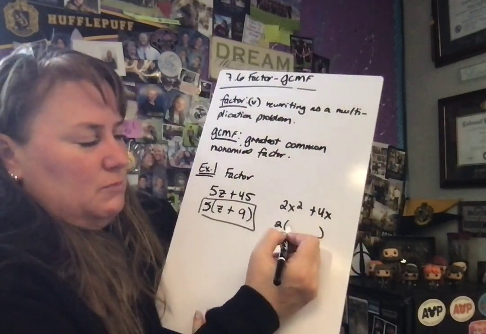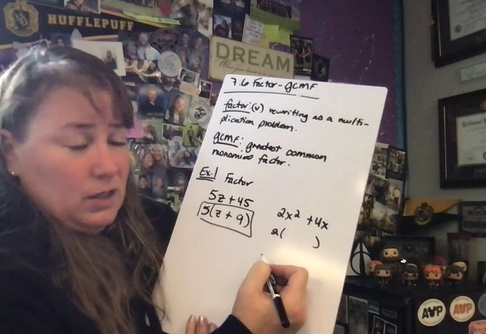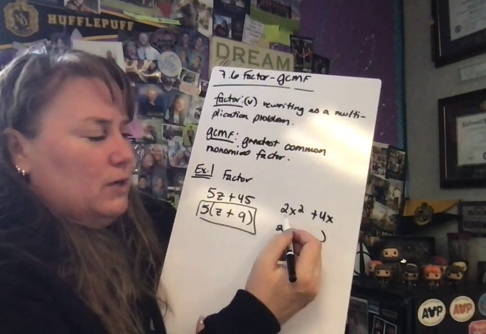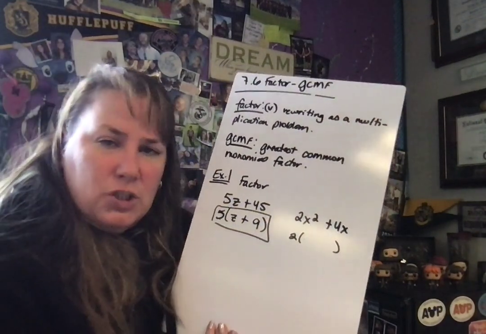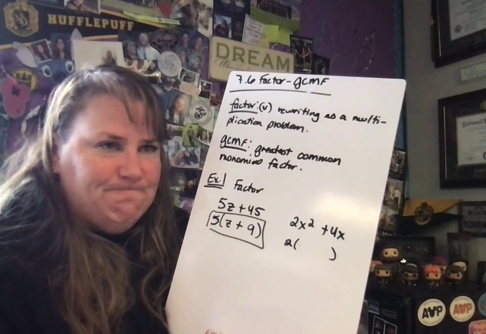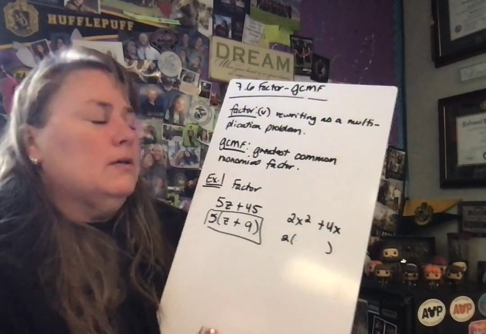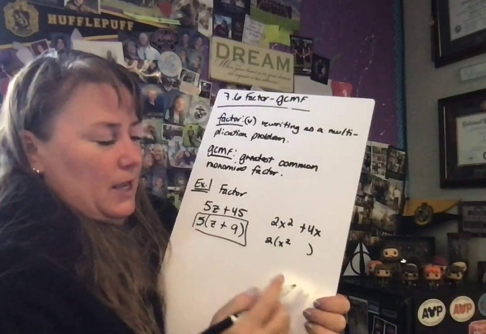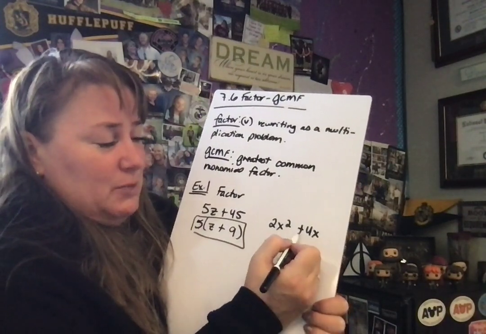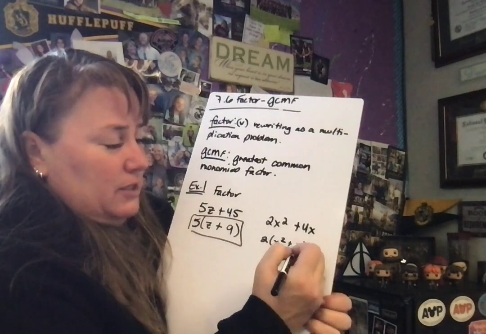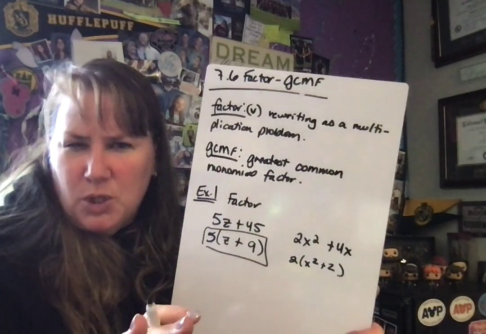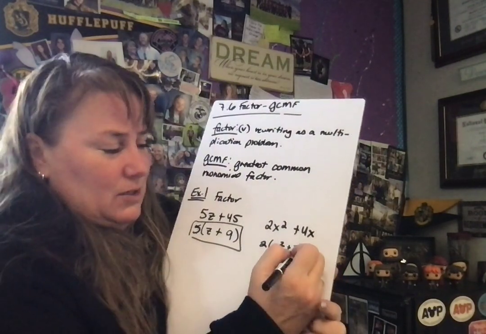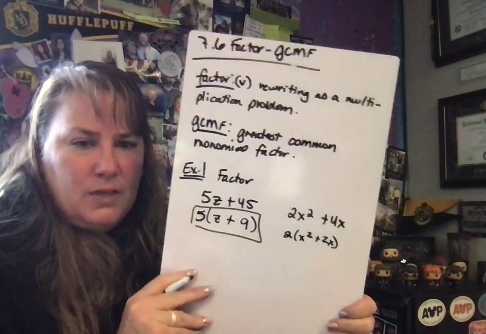So here we go. 2 times what right here gets me 2x squared? A different way of saying that is 2x squared divided by 2. If you do the division way, you're actually thinking about your exponent rules from chapter 6, I want to say. So 2 times what gets me 2x squared? x squared. And then same thing with 2 times what right here gets me a positive 4x? It's going to be a positive 2. If you just put a 2 right there, 2 times 2 is 4, but we need a 4x. That means it's going to be an x.